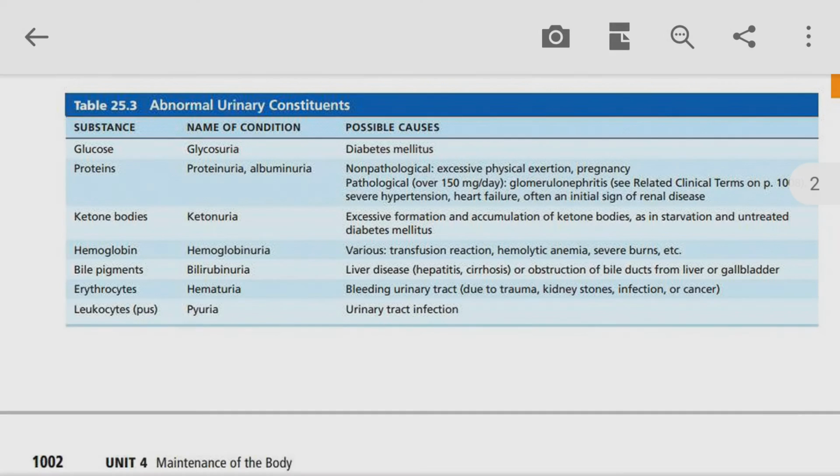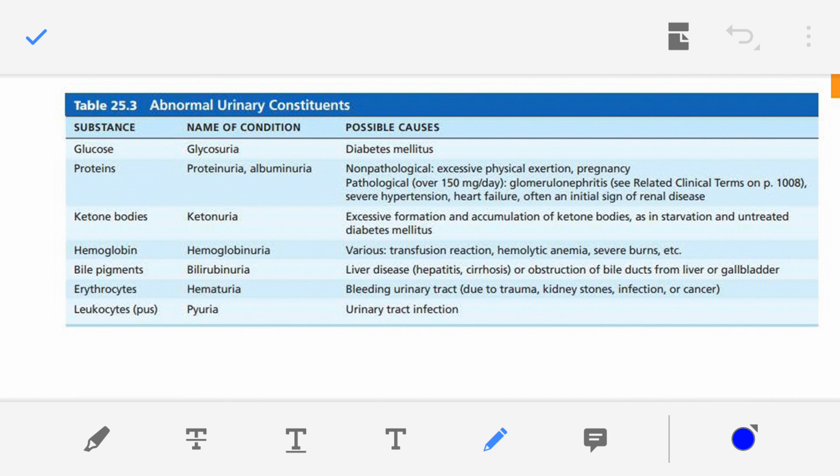Now in your NCERT textbook, these two terms are mentioned. One is ketonuria, and the other term is glycosuria. So what is glycosuria? If the substance glucose is present in the urine, that condition is known as glycosuria. The reason for this glycosuria condition is that the person is suffering from diabetes mellitus. So if the person is suffering from diabetes mellitus, in this situation there is a presence of glucose in the urine, and this condition is known as glycosuria.